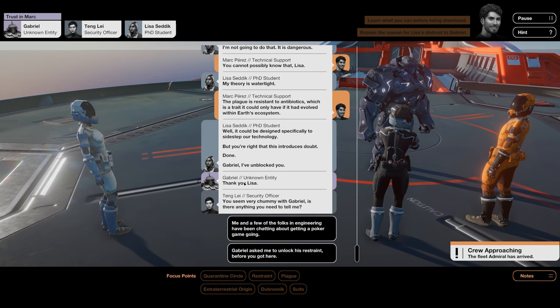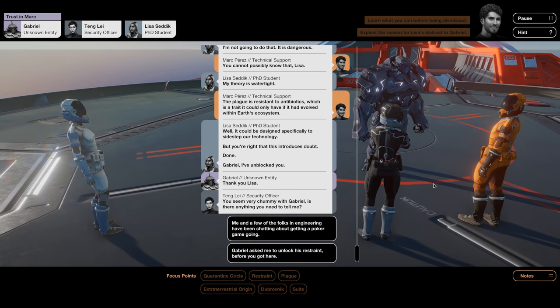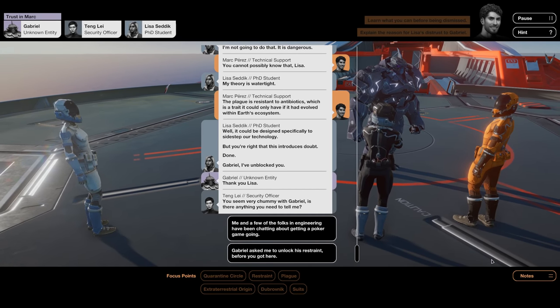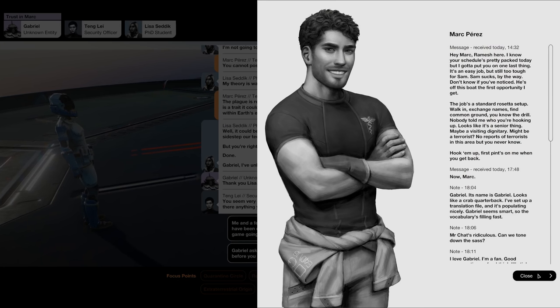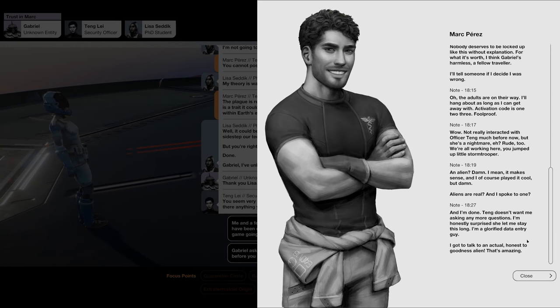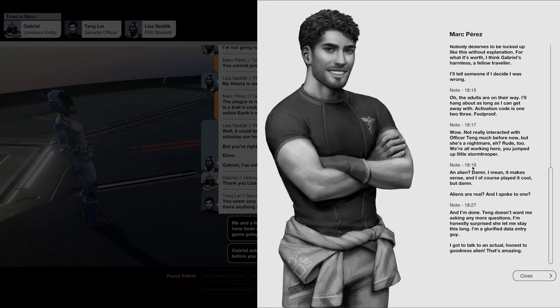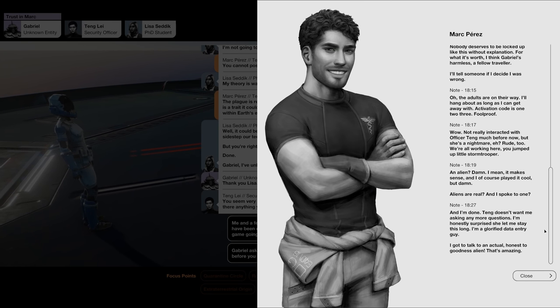You seem very chummy with Gabriel. Is there anything you need to tell me? He said the Admiral had arrived, by the way. In the bottom right. Does that go under notes? It does, yeah. Sort of like a log of major events, I guess. Oh, this is like... I guess Mark's been making notes this whole time about their experience.